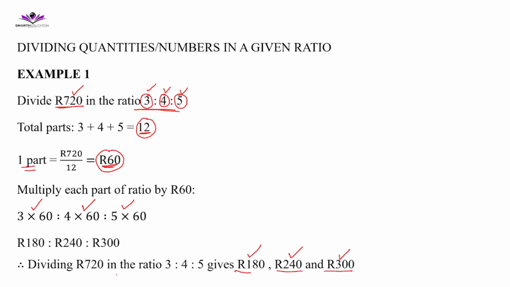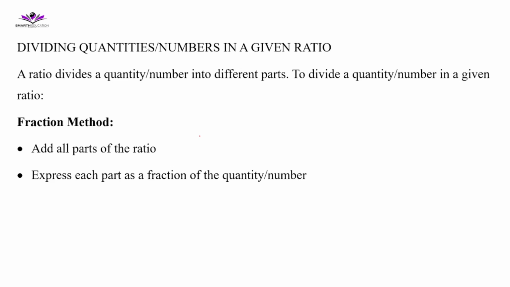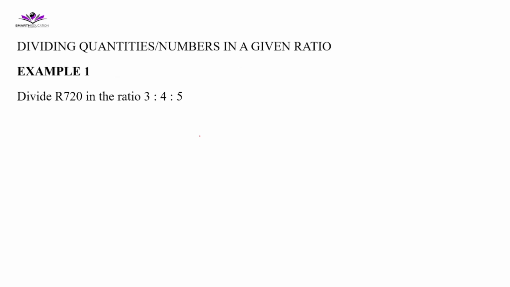Right, let's look at the other method, the fraction method. Right, what you do with the fraction method, we say add all the parts of the ratio. Like we have what? We said we have 12 parts there. And then express each part as a fraction of the quantity. Let's use our same example. So we have these parts, 3 parts, 4 parts, 5 parts. We add these parts, we have 12 parts.